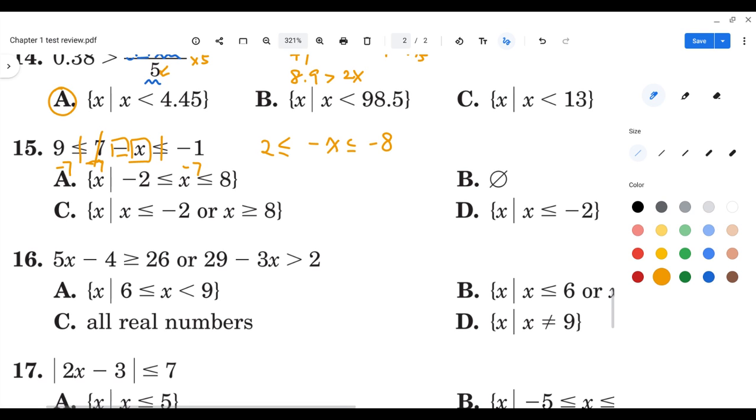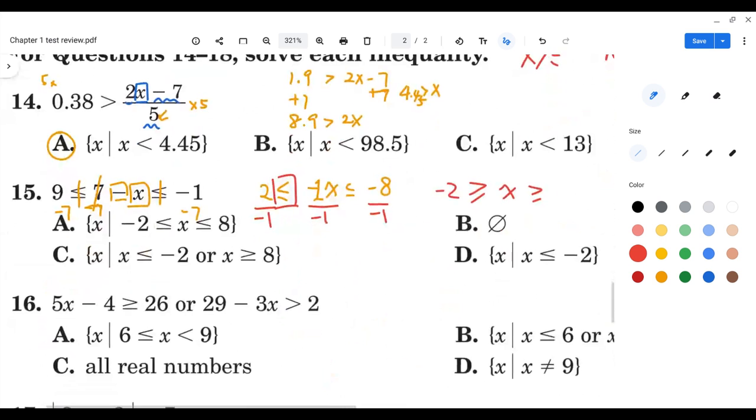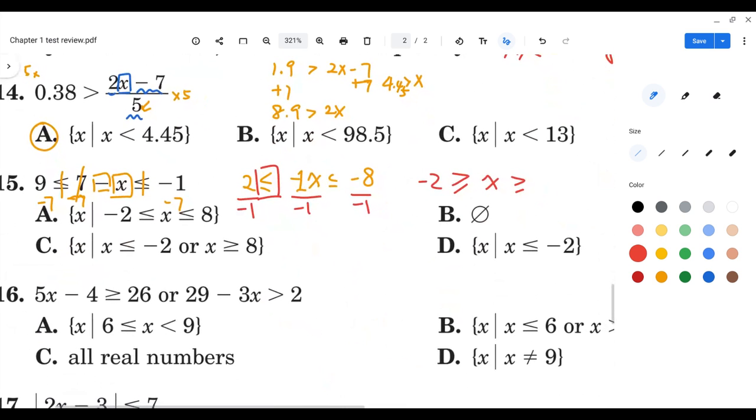And then we have a negative sign, which is negative 1 times x, right? What you do is divide by negative 1 on all three sides. When you divide by a negative number, you flip the sign. So negative 2, flip it, becomes larger than x. Flip the sign, becomes larger than 8.